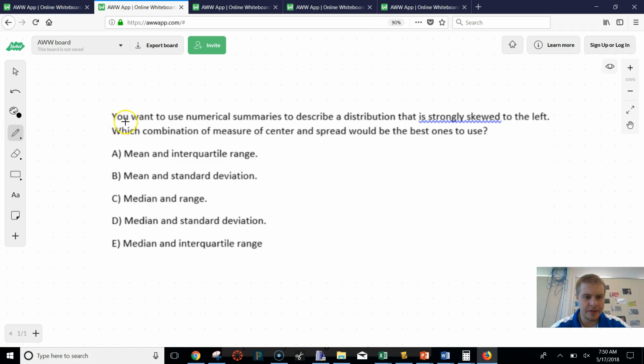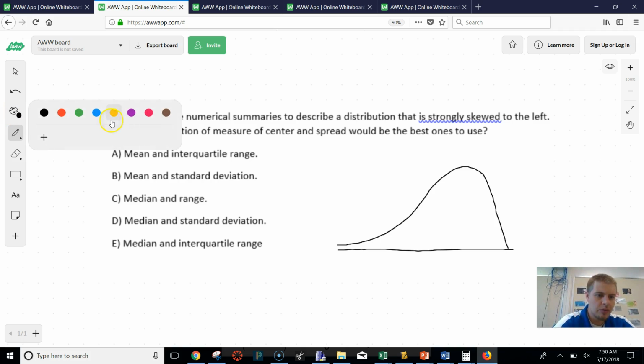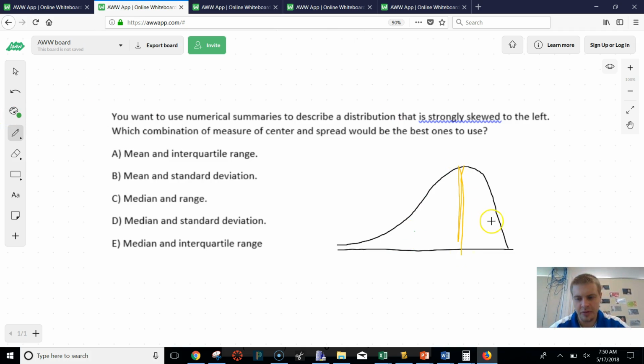So in this second one, it says you want to use numerical summaries to describe a distribution that's strongly skewed. What combinations of measure do you want? Well, let's just imagine we had something that was strongly skewed. I know the median, in yellow here, would be right about here, because it's not affected by the outliers. It's always in the middle no matter what. The mean, because it has to add in the outliers, would probably pull it over. Well, this really isn't its center. Its center is really this median.